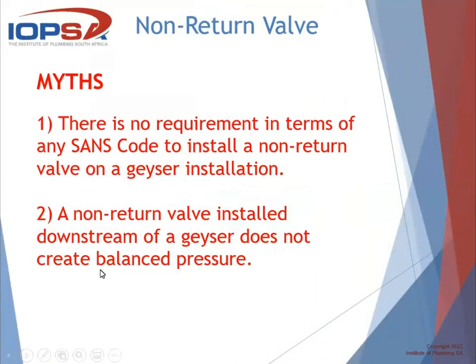Then, once again, coming back to the myths, there is no requirement in terms of any SANS code to install a non-return valve on a geyser installation. So we do get the situation where some of the people say, yeah, but this installation is not compliant, because there's no non-return. That is not true. There is really no code that says you have to install a non-return. And the other thing is that some people think that a non-return valve, when you install it downstream from the geyser, creates balanced pressure. That is also not true.